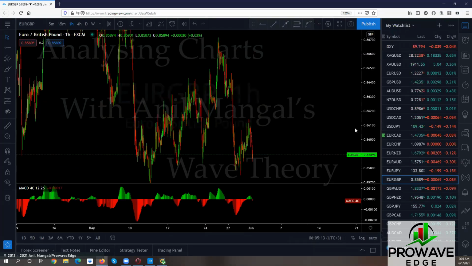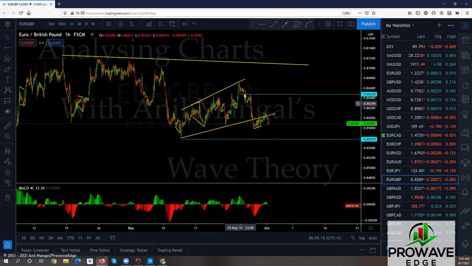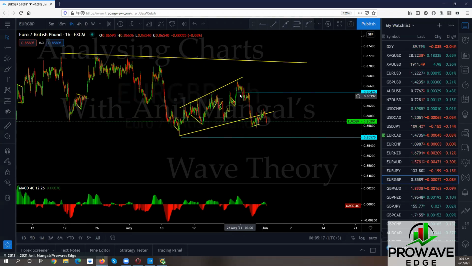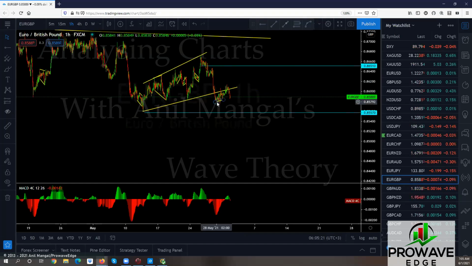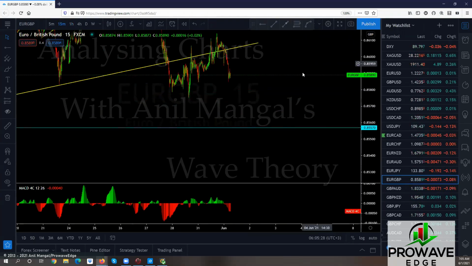Euro pound. Okay, that was a sell setup from that point. There was a second sell setup from here if you wanted it. And you might be getting another sell setup here. Not ready as yet. You can see it on the 15, right? It's not ready as yet.